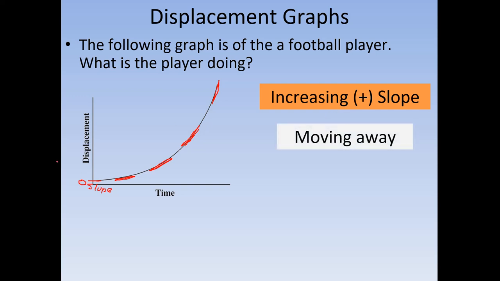We could tell it's moving away since the displacement is increasing, and we could tell that it's going to be increasing in speed because again, the slope's increasing. It starts off not really moving that far, and then all of a sudden it's moving further and further and further away in the same amount of time. So it has to be moving with an increasing speed.